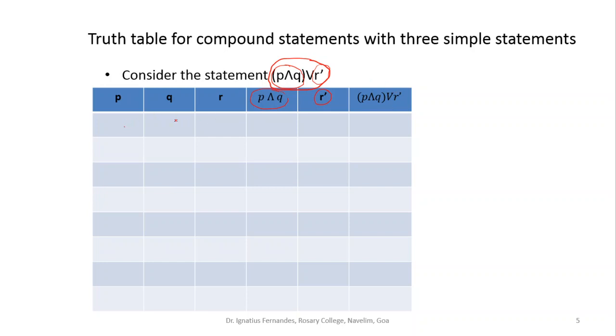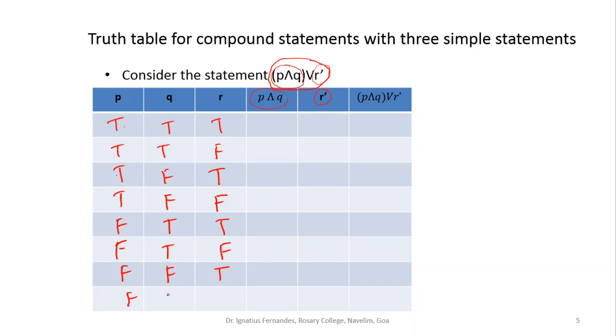Now P, Q, R, there are three statements here. Each one of them can be either true or false. So accordingly I'll have T, T, T; T, T, F; T, F, T; T, F, F; F, T, T; F, T, F; F, F, T; and F, F, F. There will be 8 combinations of the truth values for 3 statements P, Q, R.